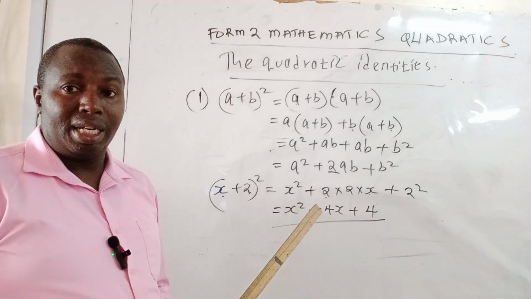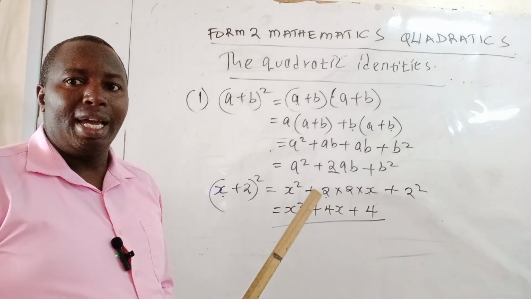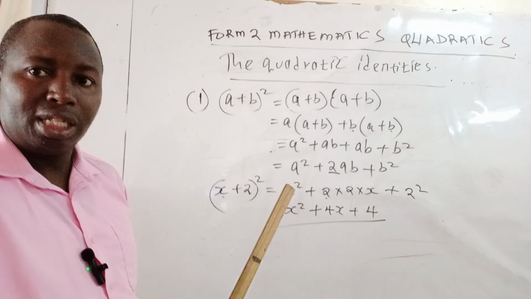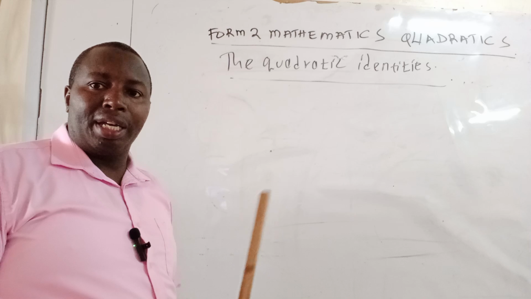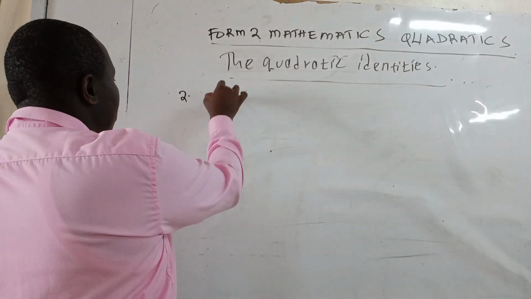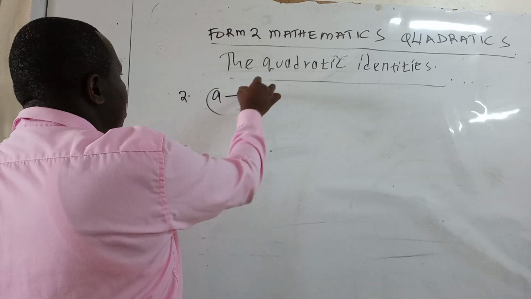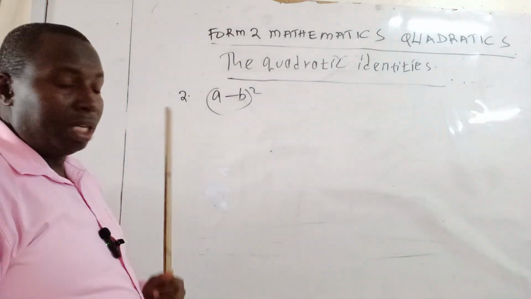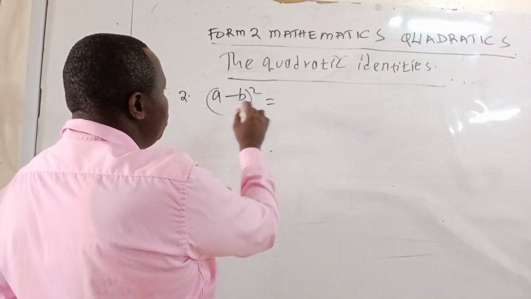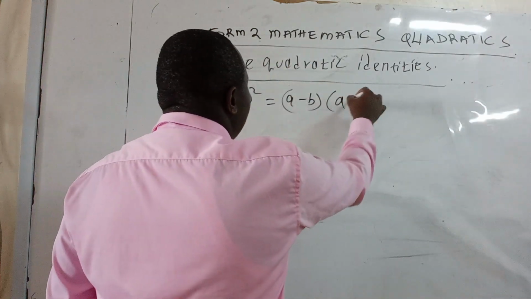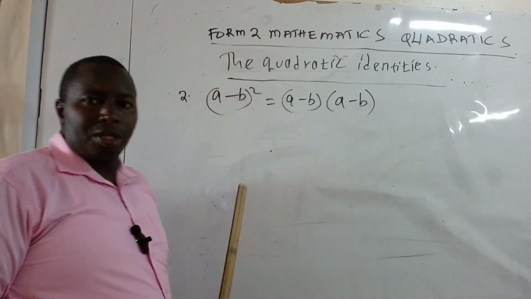I want us to go to the second quadratic identity. Let's call it number 2: (a - b) squared. Use the long method of expansion: (a - b) and (a - b).